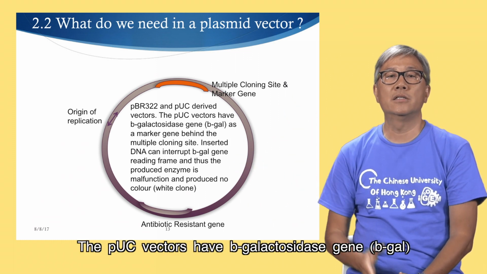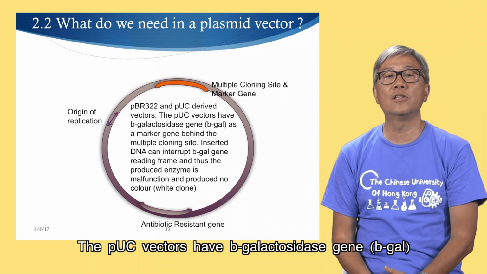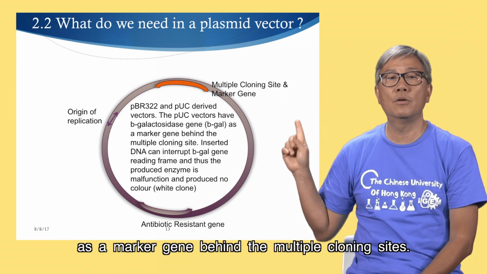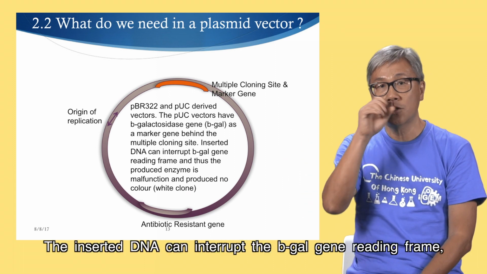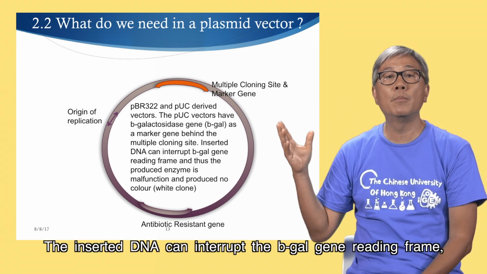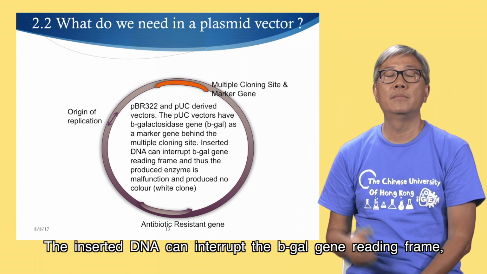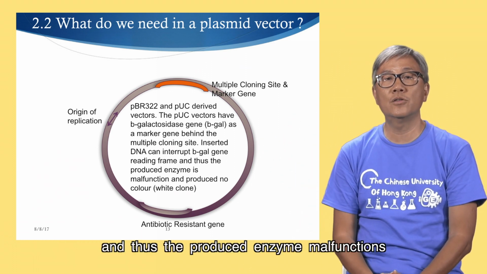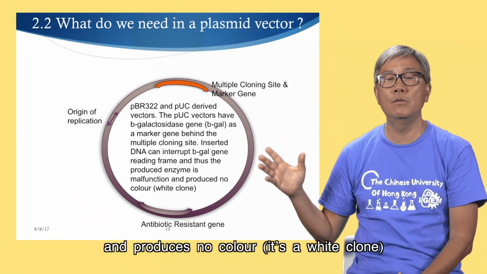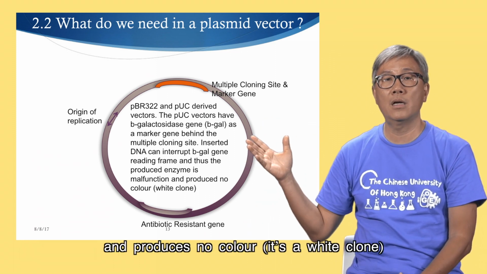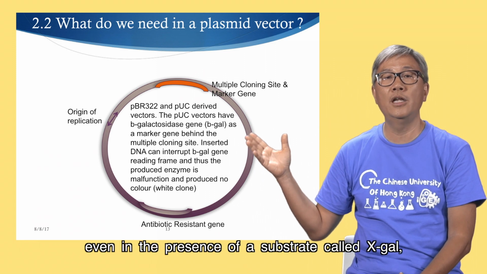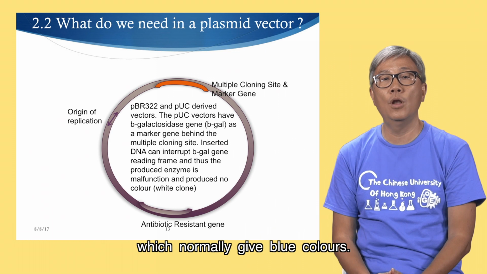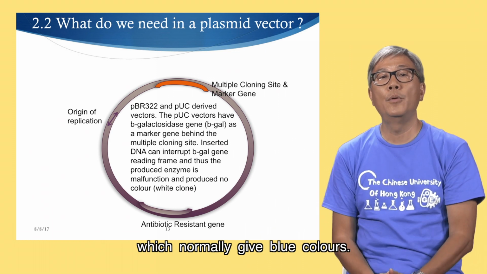The pUC vectors have the beta-galactosidase gene, or lacZ, as a marker gene behind the multiple cloning sites. The inserted DNA can interrupt the lacZ gene reading frame, and thus the produced enzyme malfunctions and produces no color, giving a white colony even in the presence of a substrate called X-gal, which normally gives blue colors.